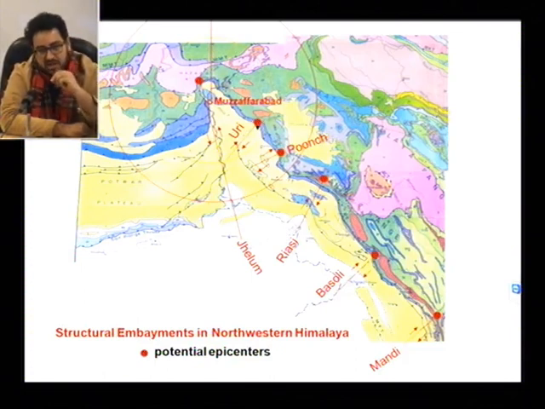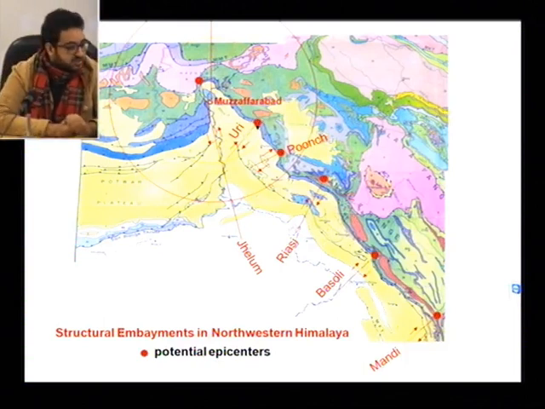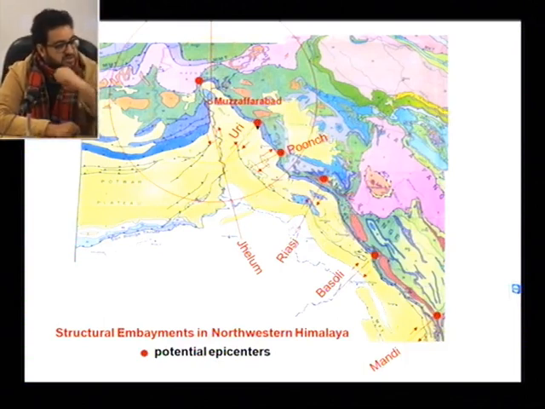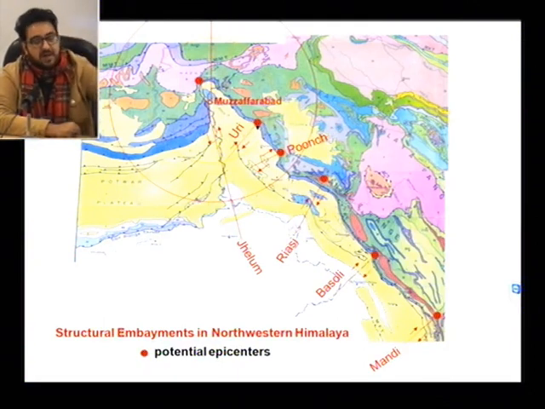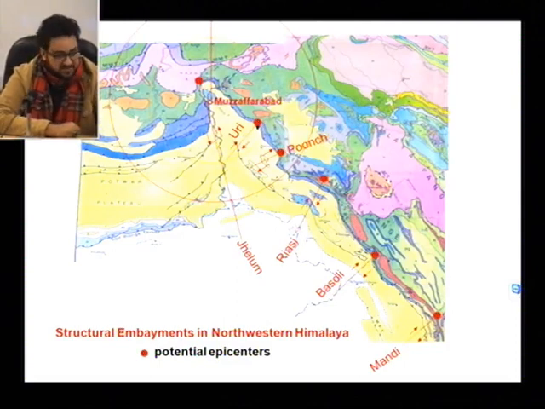Epicenter is the point at which the fault has ruptured and the ground shaking has started, and it travels in all directions, all 360 directions. And the arrows show the movement at each fault. This is actually a map of our place, and it's a detailed, high-level one. I think this is beyond the scope of the present discussion, but I have shown you just to give you a sense of the idea.